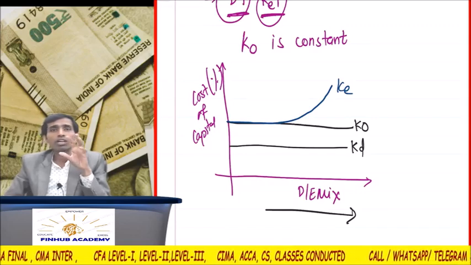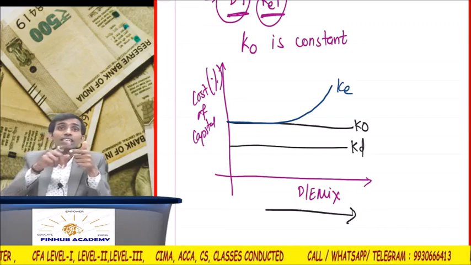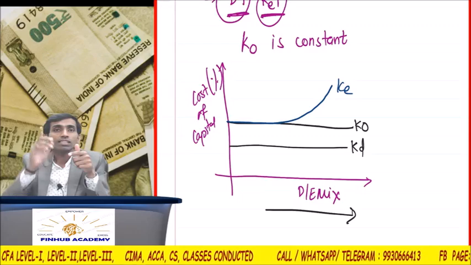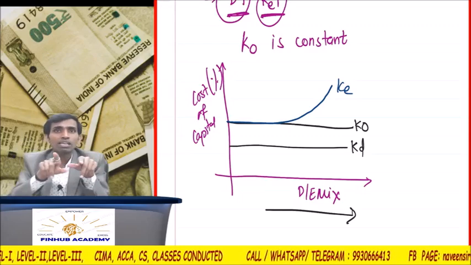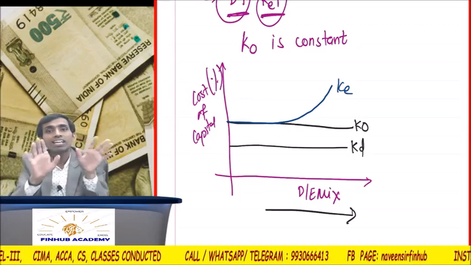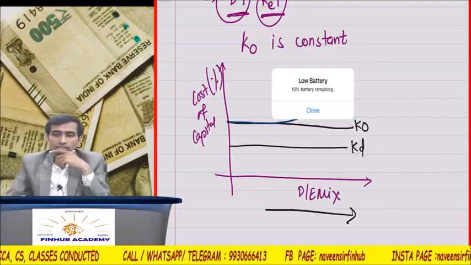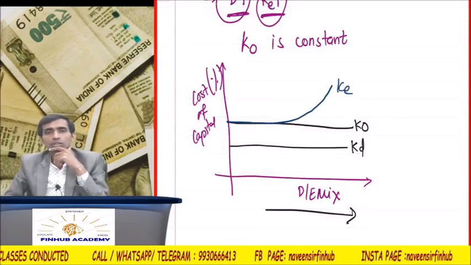Done, sir. Overall, what does this theory state? KO is constant. See the summary, the table we made. Whenever the debt equity mix changes, WACC does not get affected. That is what it is saying. Overall, yes or no? Understood?